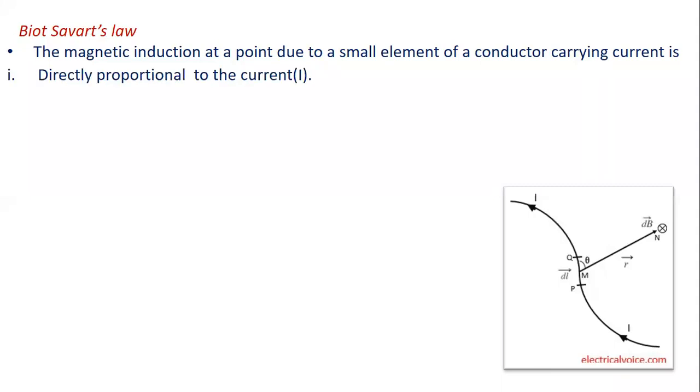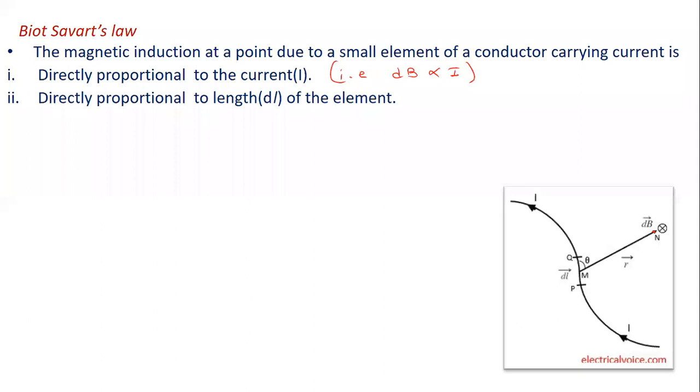first point, directly proportional to current. For this magnetic induction, let me use the symbol dB. At any point here, it is proportional to the current. Means the more the current, the more the magnetic field produced at that point. Now, second point, it is directly proportional to the length of the element. It means that this magnetic field is proportional to the length element dl. You can see here, this is the length element. Means the larger the length of the conductor, the larger the magnetic field.